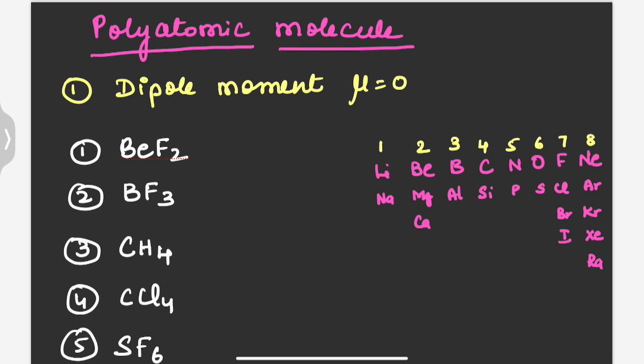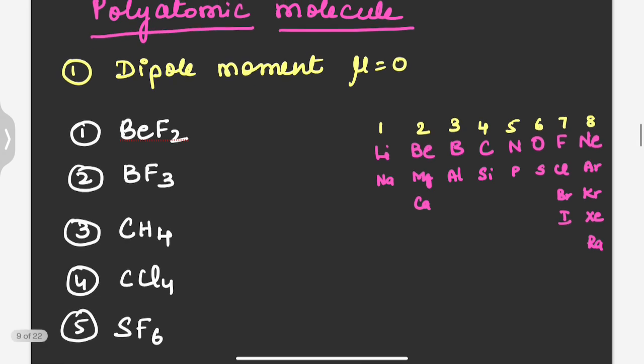So students, for a polyatomic molecule, the dipole moment depends on its geometry. So you should know their geometry, then we can easily find out their dipole moment. First we will see the first molecule, BeF2. What is its geometry? I have already taught you the trick in the last class on how to find their geometry. If you have not watched, you can watch that video.